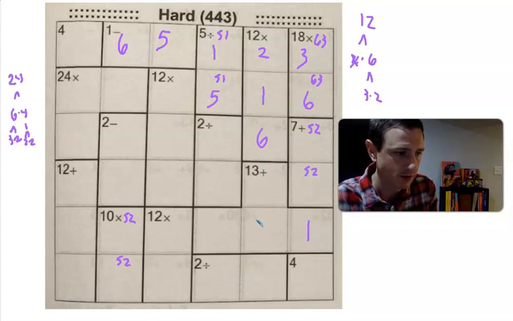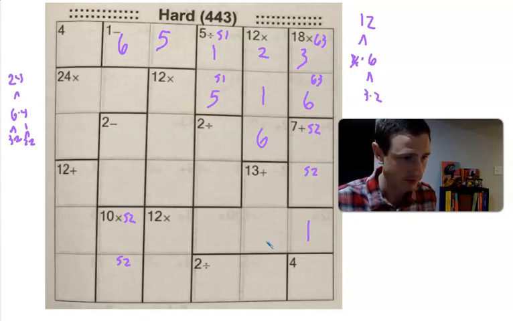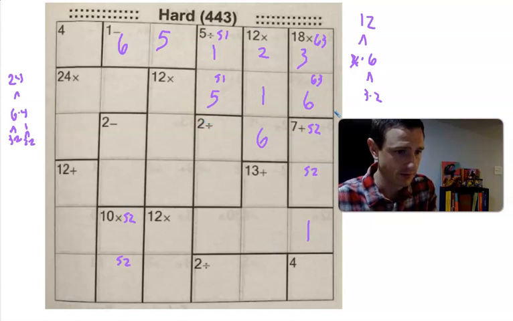5 can't go here, so this is for sure going to be 5 in one of these two squares here, but I don't think I can put it down yet. Let me see if I can keep this momentum going here. 6, 5, 4, 3, yeah, still a lot of open space here.